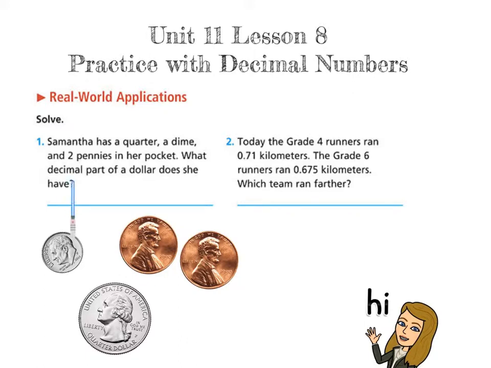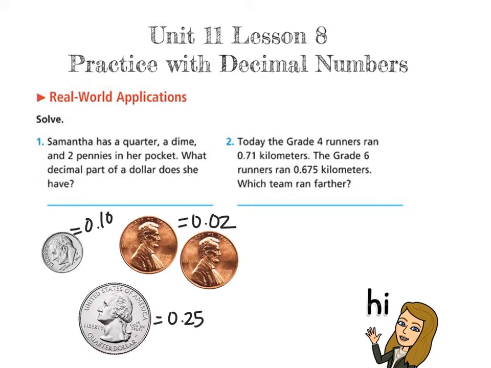What decimal part of a dollar does she have? All right, so you know that a quarter is equal to 25 cents. A dime is equal to 10 cents. And 2 pennies are equal to 2 cents, 2 out of 100 or 2 hundredths.